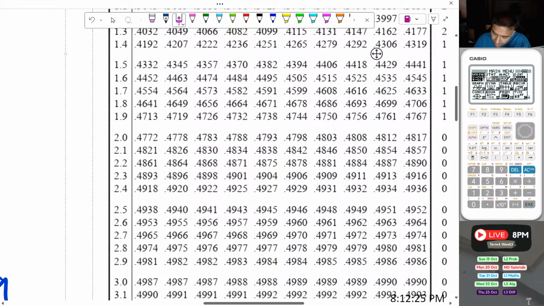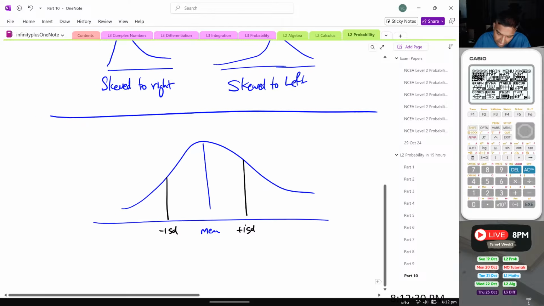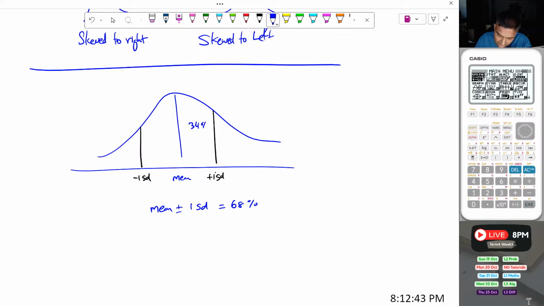roughly 99%. So in other words, what it generally means is that if you go from the mean, 1 standard deviation above and below, you're going to cover plus or minus 1 SD. That's going to be 68%. So this is 34%, and then this is 34%. When you do mean plus or minus 2 standard deviations, you're going to get 95%. And finally, when you do mean plus or minus 3 standard deviations, you should roughly get 99%. So that's just another little useful thing for graphs of distributions.